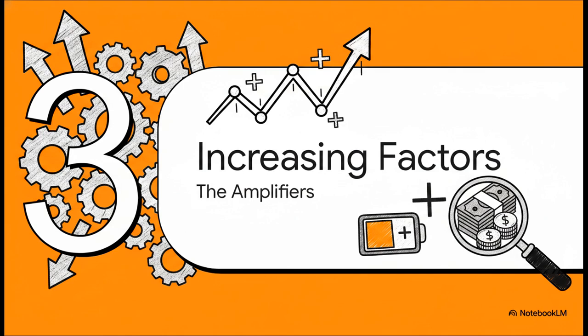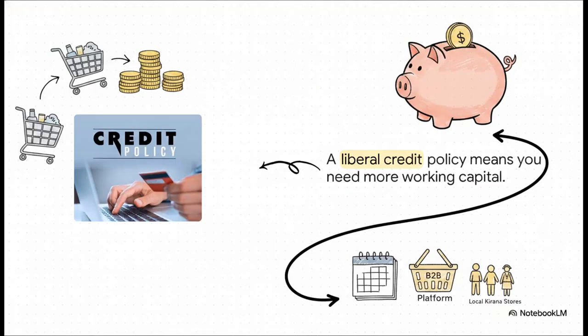Okay, let's flip the script. Section 3, factors increasing working capital. So now we're focusing on the amplifiers. These are the factors that force a company to maintain a much higher level of working capital just to stay afloat. First on the amplifier side is credit allowed. Now, this is the exact opposite of our first point. A liberal credit policy for your customers results in a higher amount of debtors.